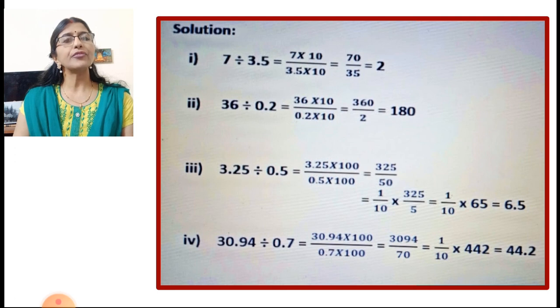So 3.25 into 100, 0.5 also will be multiplied by 100. Both of them are multiplied by 100 to remove the decimal point. So you will get 325. The point has been removed. Same way here also, when you multiply 0.5 by 100, the point will be shifted to the right side by 2 places. So you will get 50.